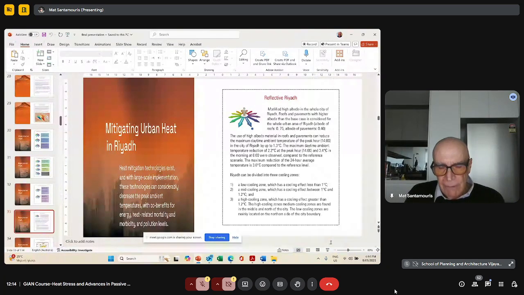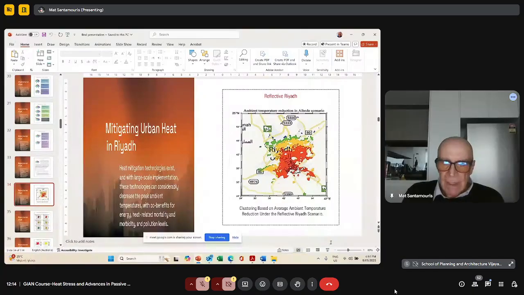You have to consider that the use of conventional materials with reflection close to 75-80% may decrease the temperature of the city between 1 to 1.5 degrees. And this graph shows the distribution of the average temperature reduction at the city scale when conventional reflecting materials are used. And you see that the performance is not everywhere the same.